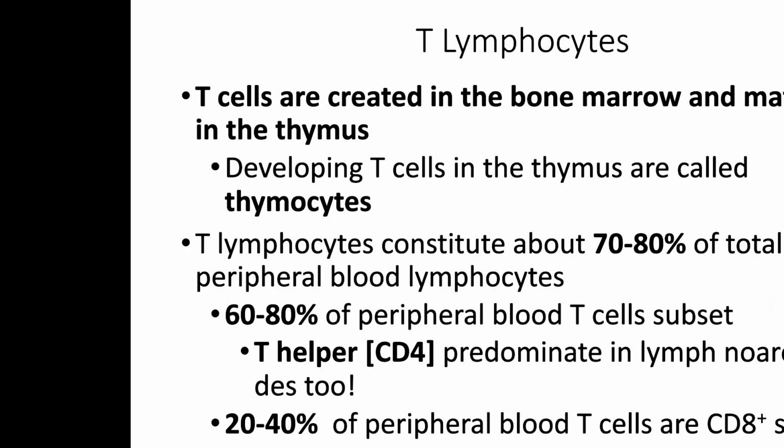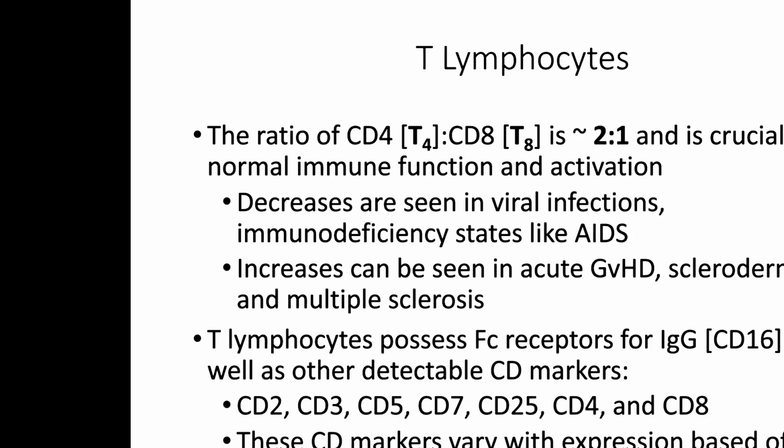T cells are created in the bone marrow and mature in the thymus. In the thymus, any developing T cell is called a thymocyte. T lymphocytes constitute about 70 to 80% of your peripheral blood lymphocytes, and 60% of those T cells are CD4 helper cells. The remaining 20 to 40% are CD8 cytotoxic T cells. The ratio of CD4 to CD8 cells should be 2 to 1, and that's important in order for your immune system to function.